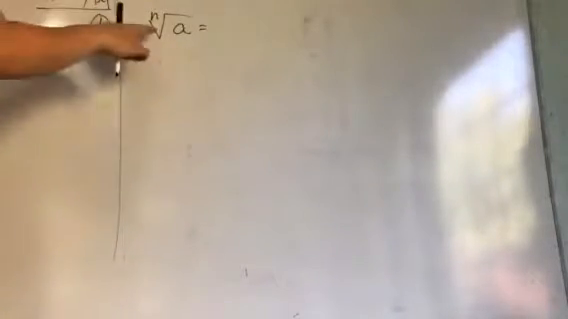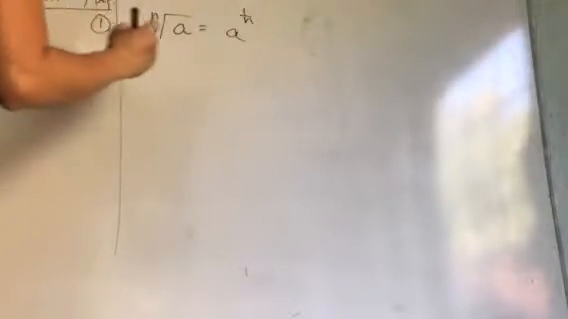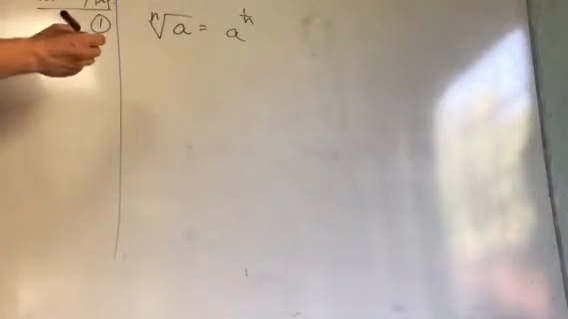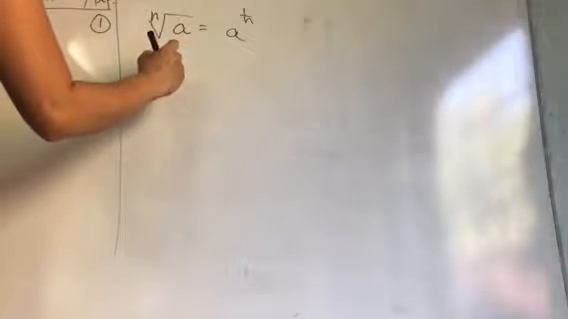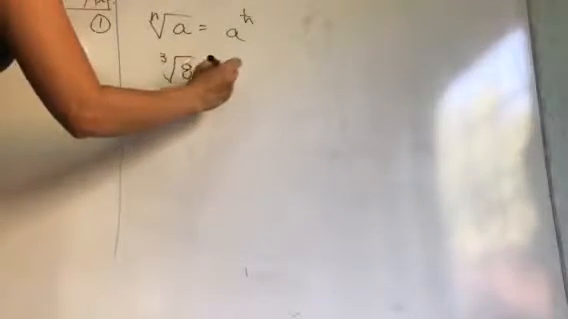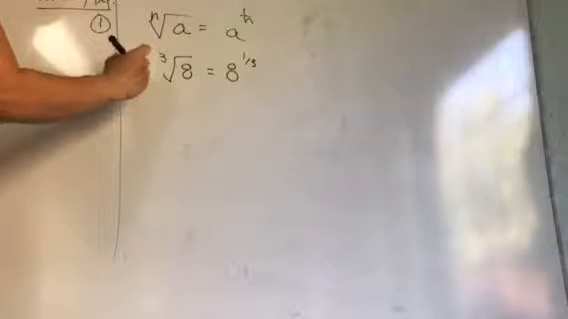The first one is when you see something like this, nth root of a. What you need to know is that you can convert it between the root form and the power form. So that's also equal to a to the 1 over n. So if you have, for example, the third root of 8, that's the same as taking 8 to the 1/3 power. Okay, so this is an example.